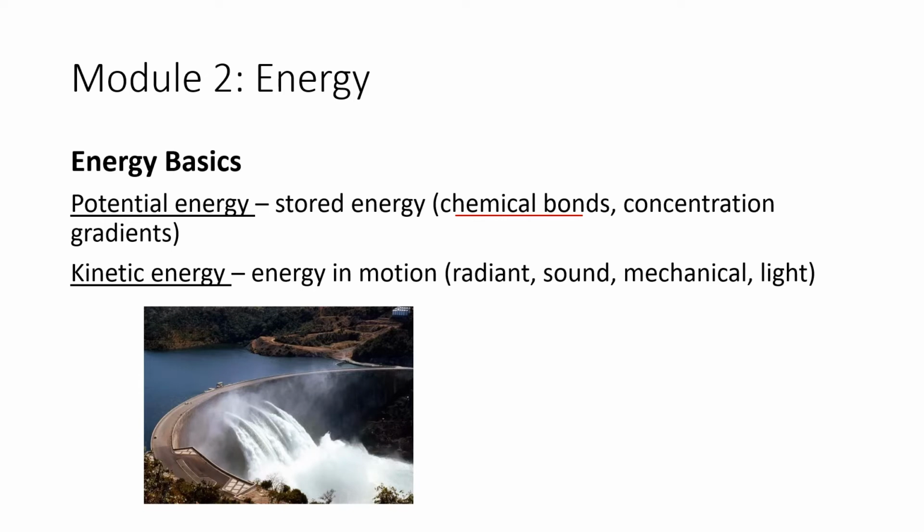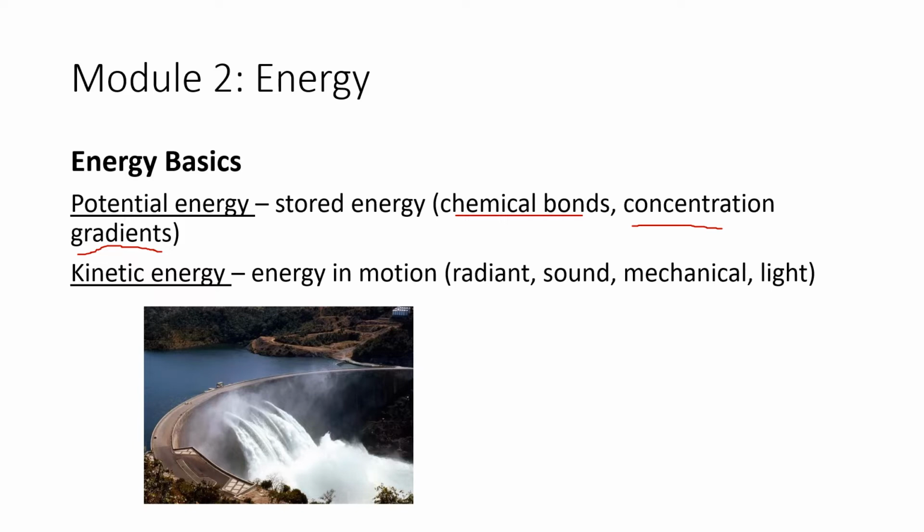The other place we'll look at when we talk about potential energy is the concept of concentration gradients. For instance, if you had a lot of sodium on one side of a cell membrane and not a lot on the other, that's a concentration gradient. When you see that word gradient, just think of a difference. If you were to suddenly allow the sodium to cross that cell membrane, going down its concentration gradient from high concentration to low concentration, that energy would then get released.